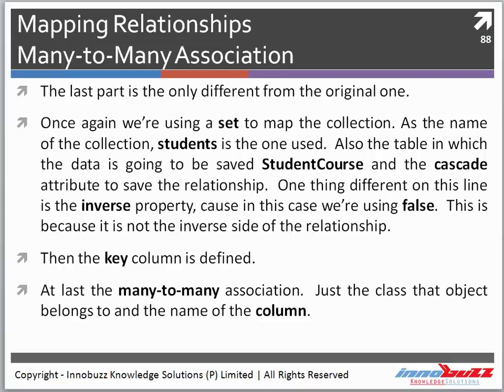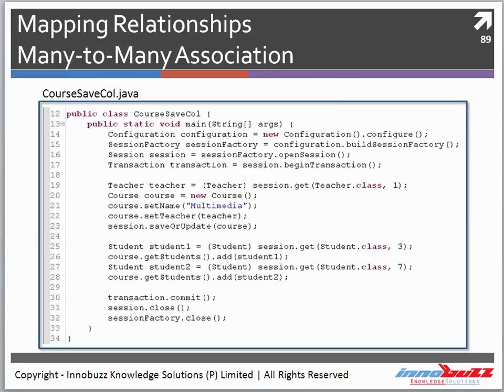Here's the example about the association. In this code, we want to create a new course and enroll two students as well. The teacher is loaded from the database and the course is instantiated.